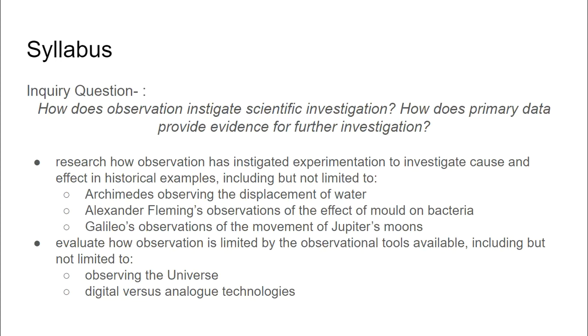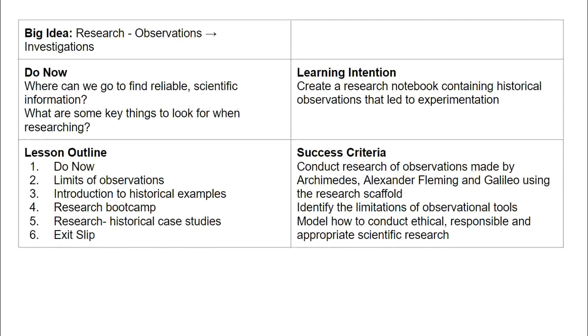So it is important that when we're looking at information, we learn today how to find reliable and accurate scientific information on the internet. And then we're also going to evaluate how observations can be limited by the tools available. To do that, we're going to undertake what we're going to call a boot camp today in terms of how we research information. And then we're also going to look at the observations made by some famous scientists over time.